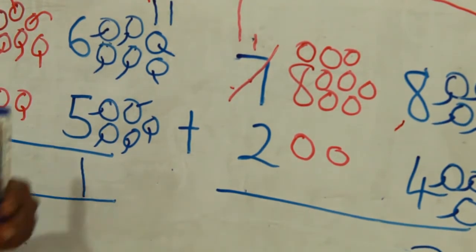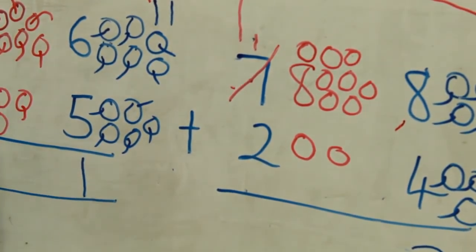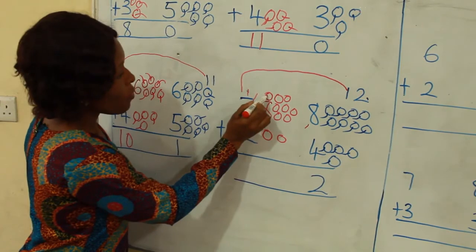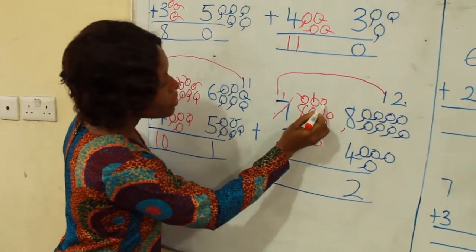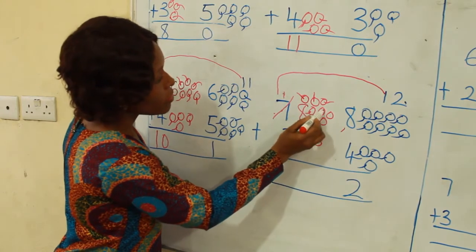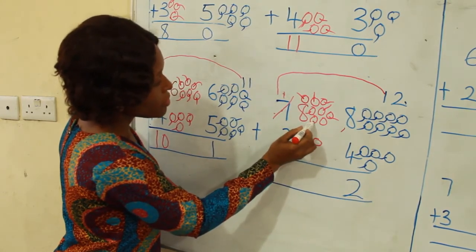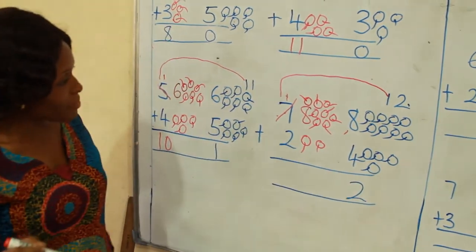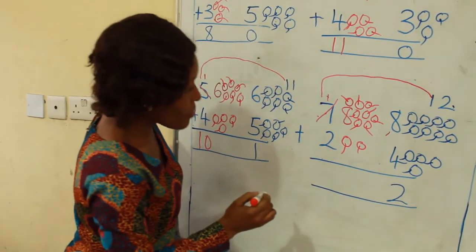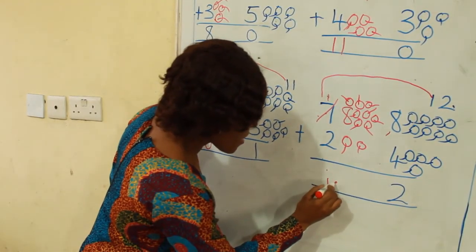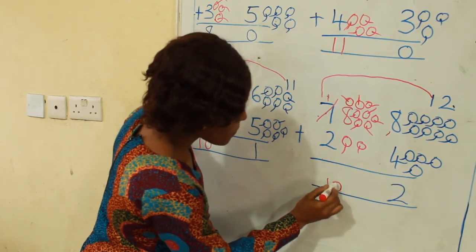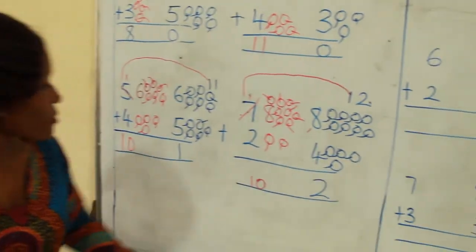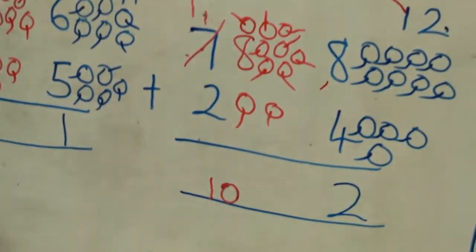We are going to add them together. Let's add them all together. Count along with me, wonderful children, as we add together. 1, 2, 3, 4, 5, 6, 7, 8, 9, 10. Our answer is what again? Our answer is 1 and 0, which is number 10. So, our answer is 10. We have 2 here and we have 10 here, which gives us 102.